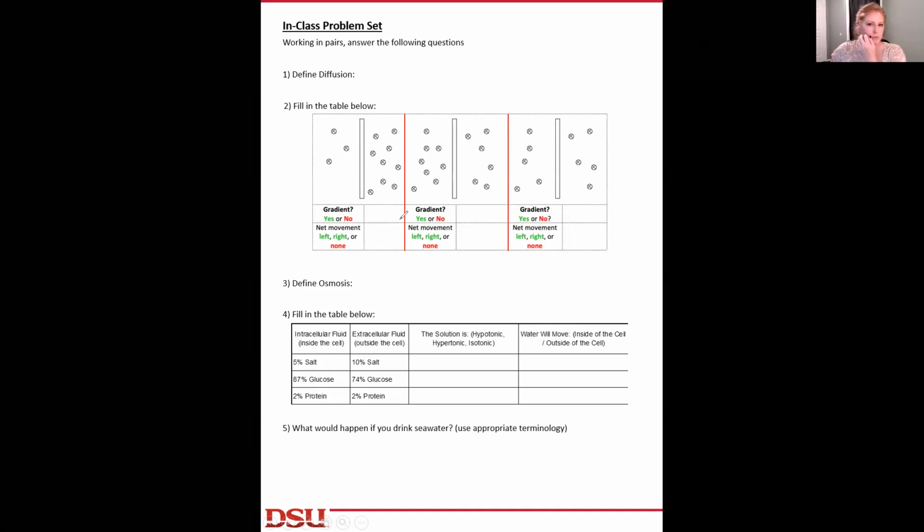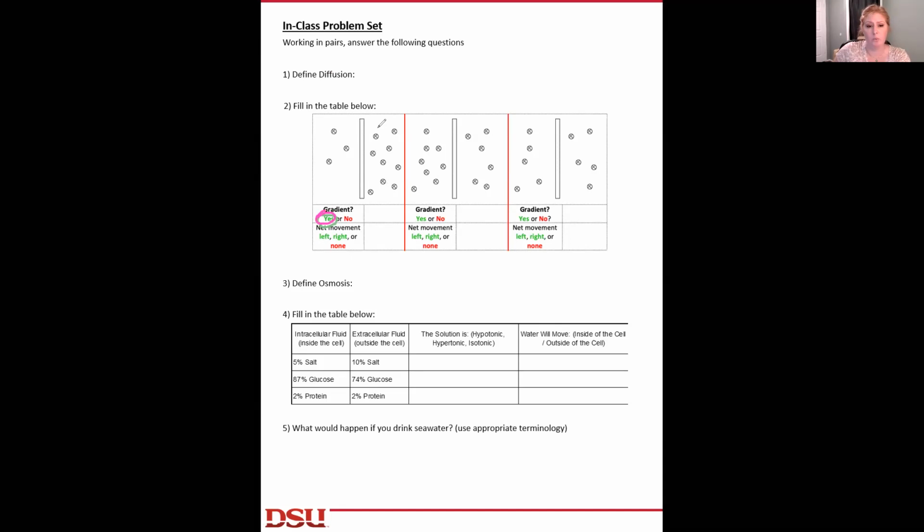Is there a buildup of molecules more on one side than the other? In this case, the answer is yes. I'm going to change my color to this obnoxious pink. Yes, because we've got a lot more on this side than we do on this side. So the movement for diffusion is going to be this direction as it tries to balance out.